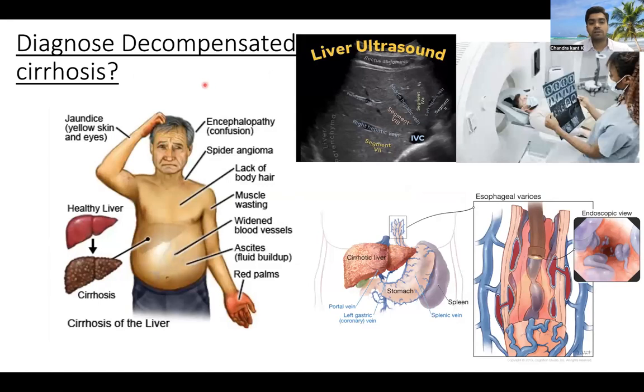How to diagnose decompensated cirrhosis? It is mainly clinical, like jaundice, encephalopathy, abdominal fullness, blood vomitings. We can use machines like liver ultrasound or CT scan. We can use an endoscope to look for the varices.